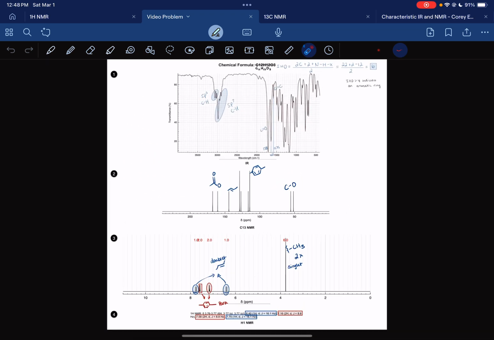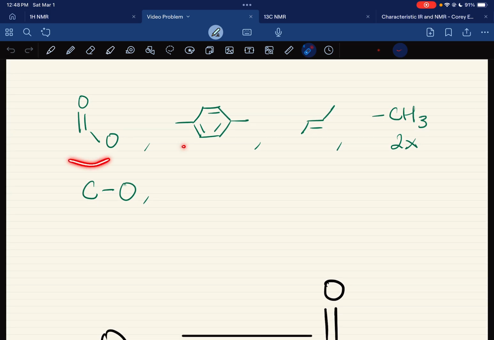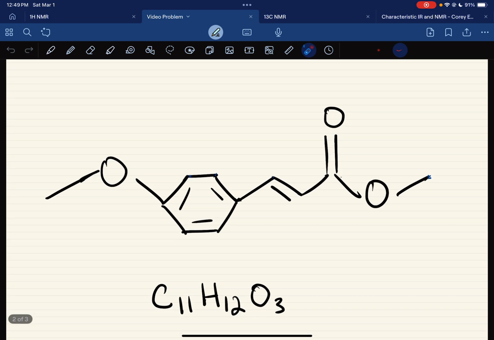And so now taking all of these parts, laid out over here, we know we have an ester, we have a para-substituted aromatic ring, we have a carbon-carbon double bond in trans configuration, and we know we have a couple methyl groups, and we have some C-O bonds. And so putting all that together, we come up with this structure.